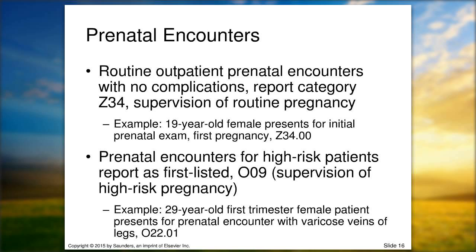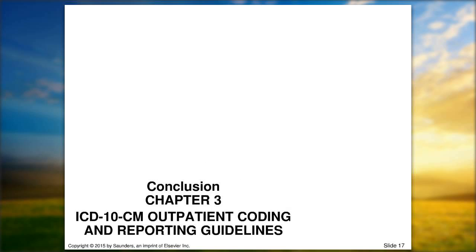Your prenatal encounters or prenatal visits on page 72 in your step-by-step book. When you have routine outpatient prenatal encounters with no complications, report the category Z34. This is supervision of a routine pregnancy. For prenatal encounters where you have high-risk patients, report as the first listed supervision of high-risk pregnancy, which is O09. And that is it for Chapter 3.